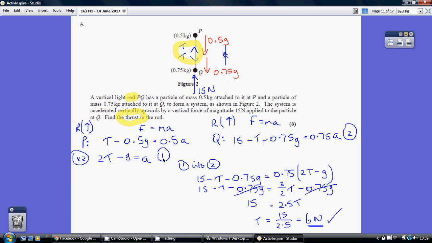And I'm going to substitute this equation into my equation 2 over here. So 15 minus t minus 0.75 g equals 0.75 lots of A, which is 2t minus g. So then multiplying out the bracket on the right hand side, you will then see that the minus 0.75 g's cancel, and then adding t to both sides, I got 15 equals 2.5 lots of t, so my thrust is 15 over 2.5, which is 6 newtons. So just to recap, this question's all about getting your thrust arrows the right way around.